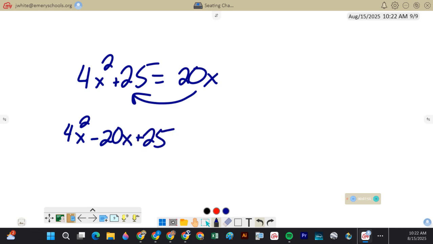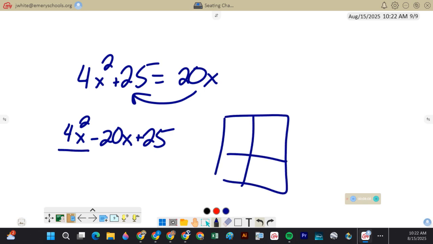And it's always a good idea to check to see if these have any common factors. Is there anything that goes into 4 and 20 and 25? No. So I draw my box. I stick in the 4x squared and the 25, and then I multiply those together, and I get 100x squared.